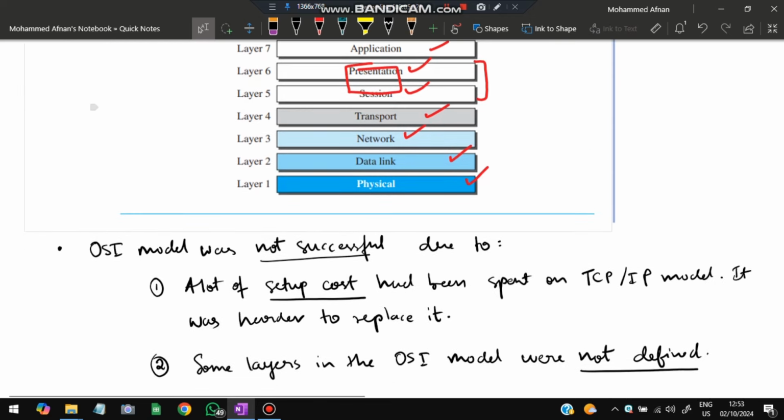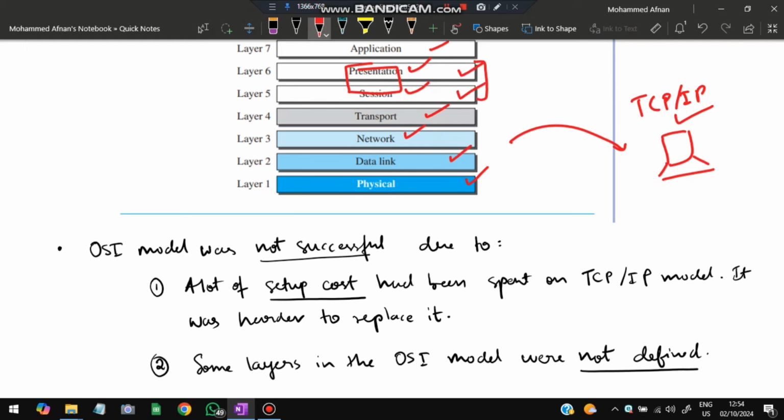What happened is, when TCP/IP came out, at that time all the setup was done using TCP/IP for all the computer systems and everything. After that, OSI also came at the same time. But since the setup had already been done for TCP/IP, the money has been spent, time has been spent, setup was done, we cannot replace it again with the OSI model. Another disadvantage is that the presentation and session layers are redundant. We need not require them, and if they are required, it's not defined what they actually do. Till now it is not defined. That's why OSI was not successful, and still we use TCP/IP all over the world.